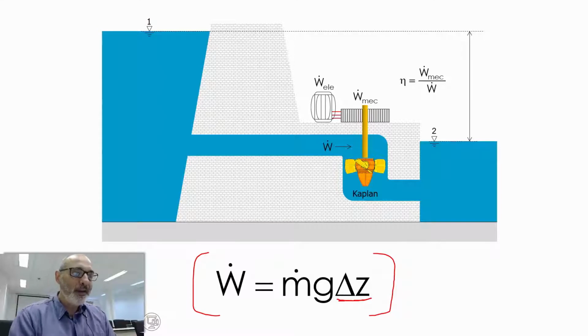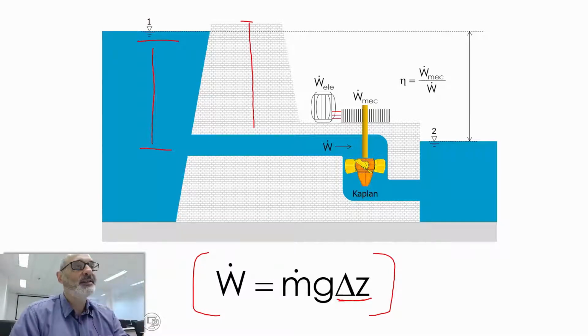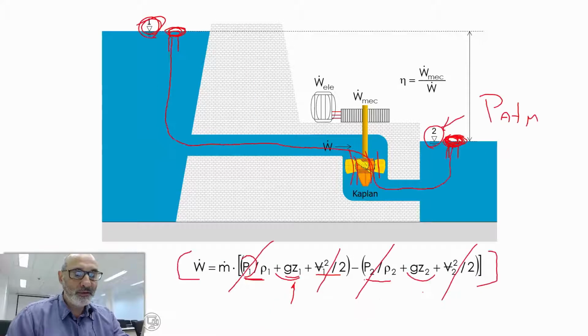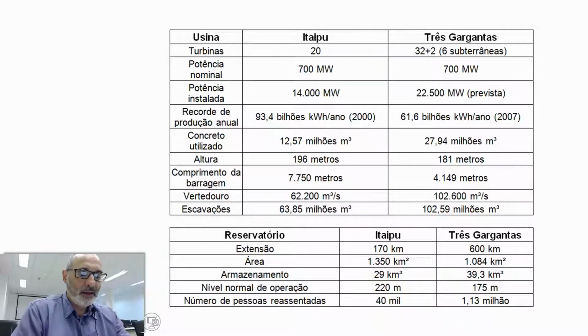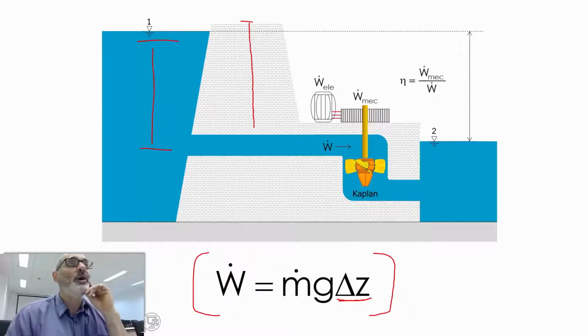So that's why the height of the water level is important. And that's why, going back a few slides, this Itaipu has a bigger height than Three Gorges, and that's why it tends to generate, from these parameters, more electricity, because the height is bigger. So that's our working equation. We're going to apply this.